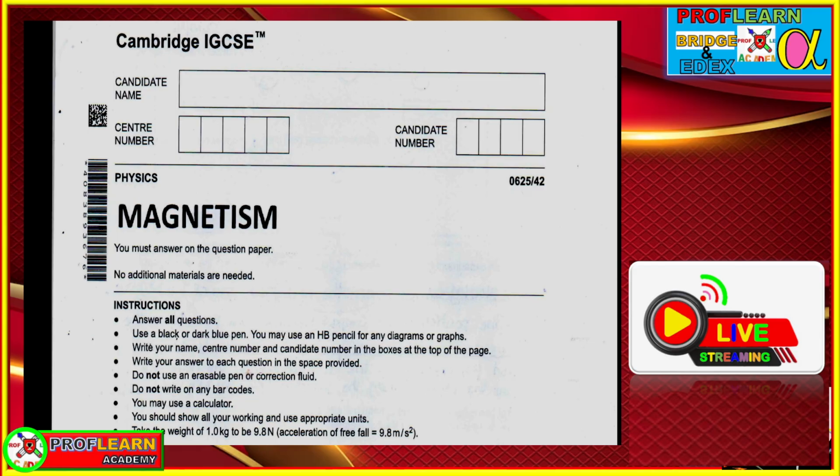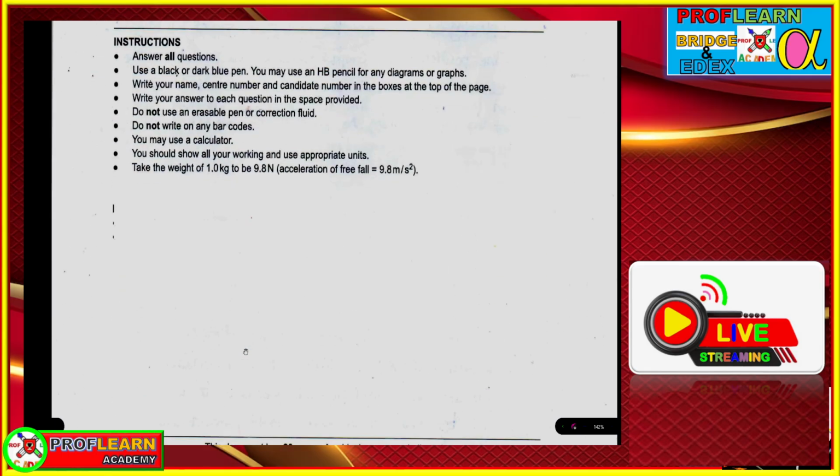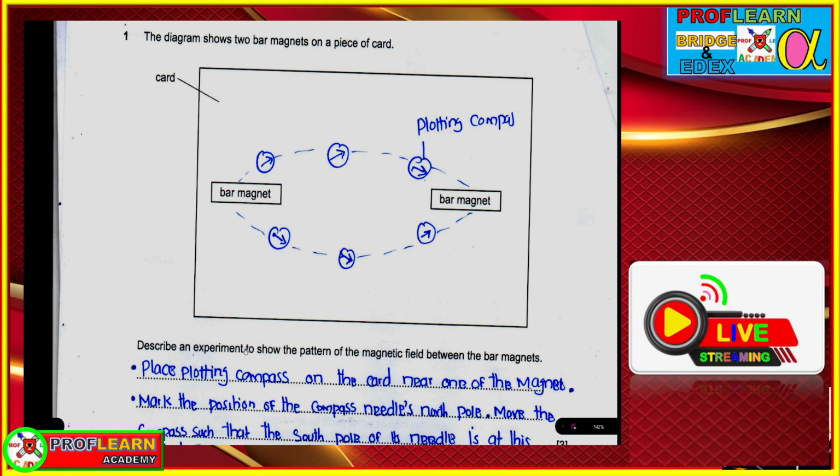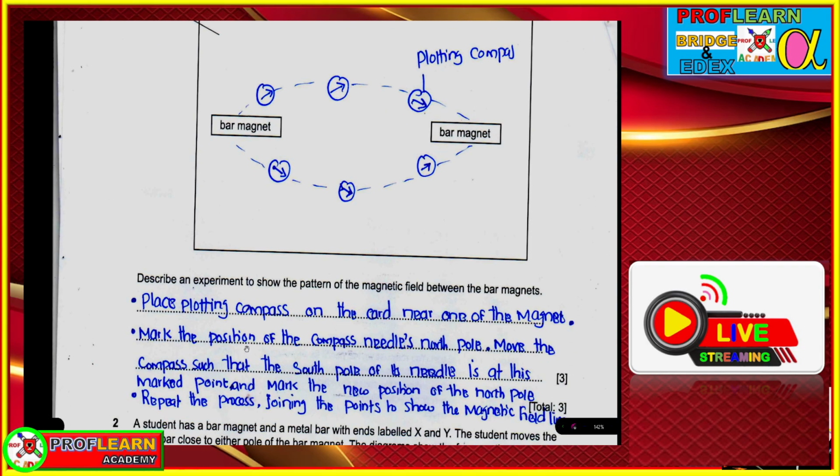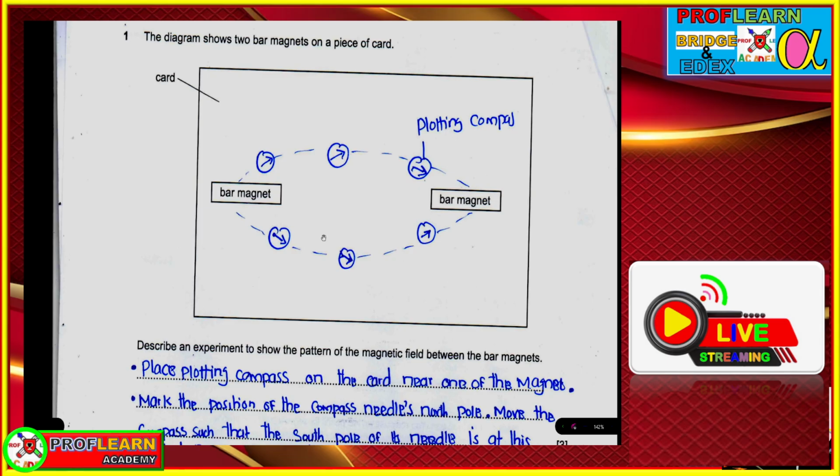We are going to look at the topic magnetism. This is IGCSE Physics 0625 Cambridge. So we're going to see how you're going to approach different questions in the event you are asked. Here we're told to describe an experiment to show the magnetic field pattern between two bar magnets.